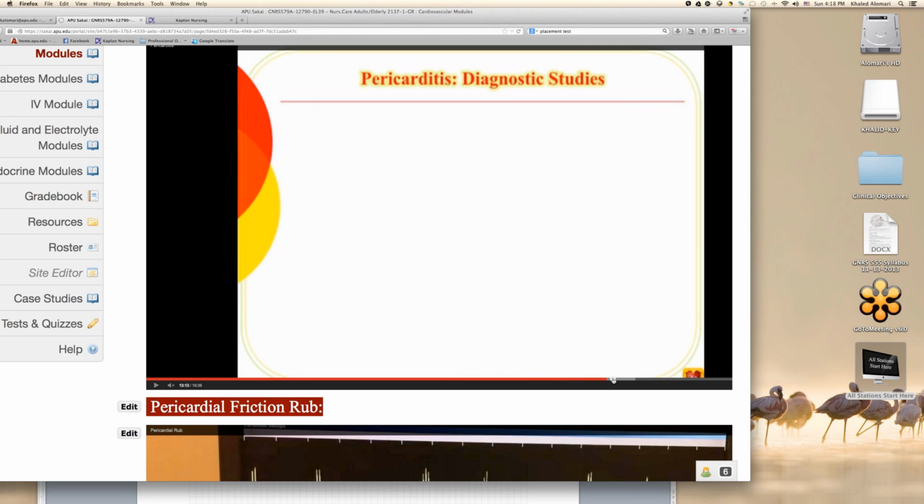Diagnostic study again. We have the ECG as well.